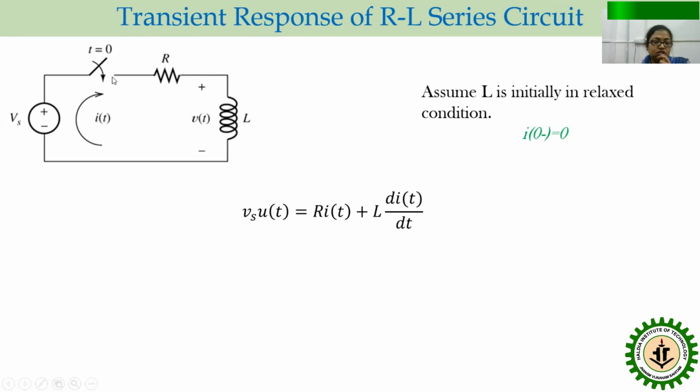Now after closing the switch, this is a closed circuit, and we can simply apply KVL here. So we write Vs is the amplitude, and because of this switch we multiply with u(t). So Vs u(t) is the source side, and the drop because of R is R into i(t), plus L di(t)/dt. Here we are using i(t) or u(t) because these quantities are continuously varying with time, so they are not constant.